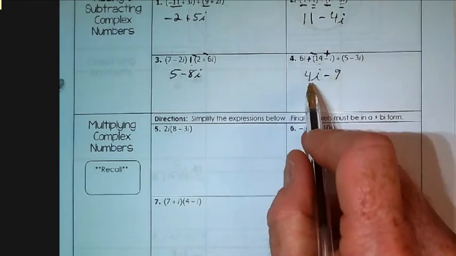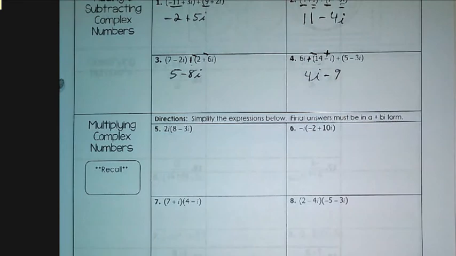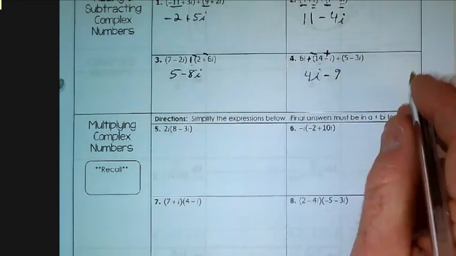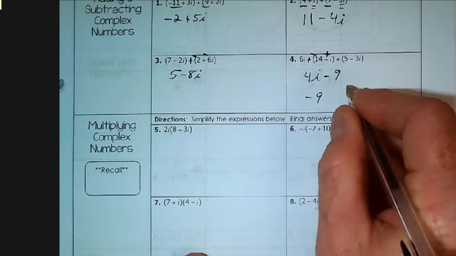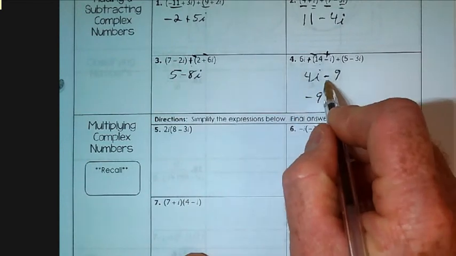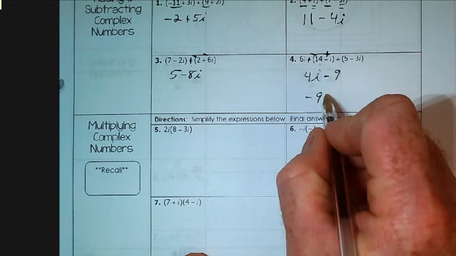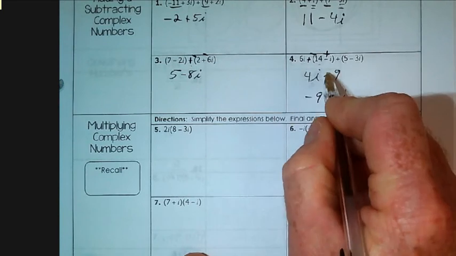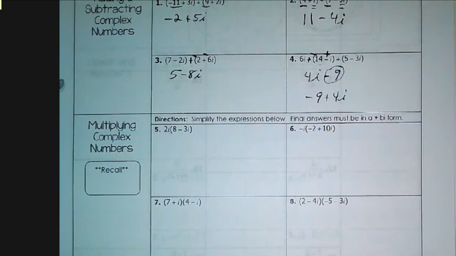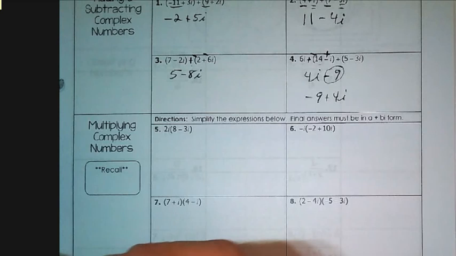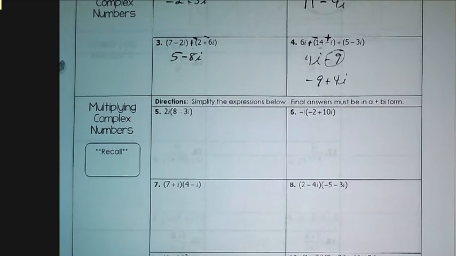Now, is this a 9? It's a negative 9. So when you swap them, you've got to swap the negative sign with the 9. The sign always goes with the number after it. So this is really negative 9. This is a positive 4i. So negative 9 plus 4i. That is a simple thing that students forget all the time.